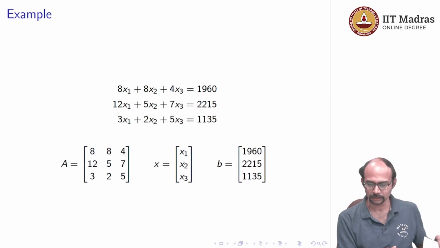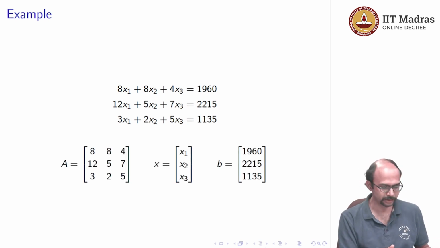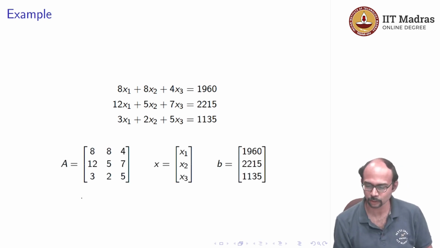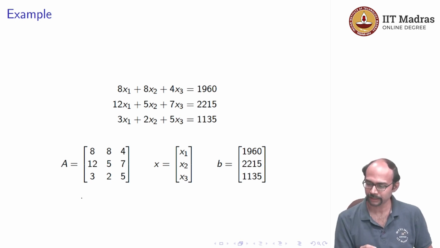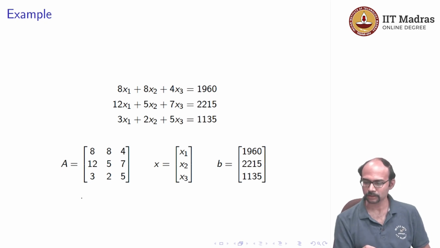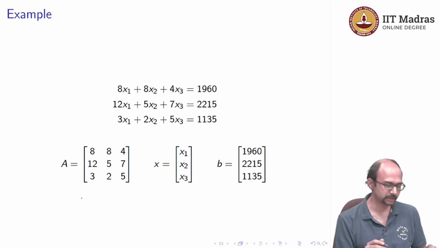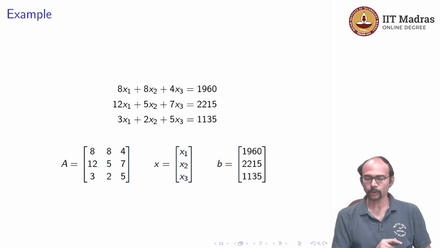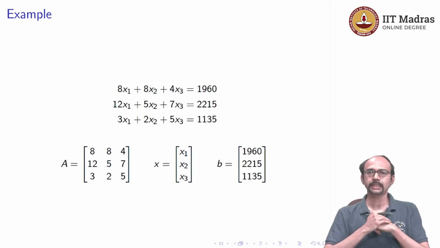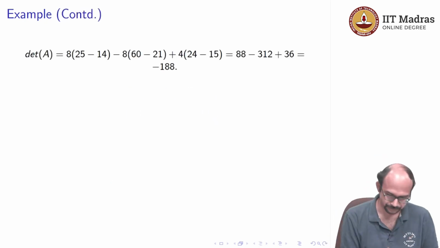So, let us form the corresponding system of linear equations. This A is the coefficient matrix 8, 8, 4, 12, 5, 7, 3, 2, 5, x is the column vector of unknowns, and B is the column vector of the constants 1960, 2215 and 1135. Okay. So, now the first thing we want to check is what is the determinant of A.